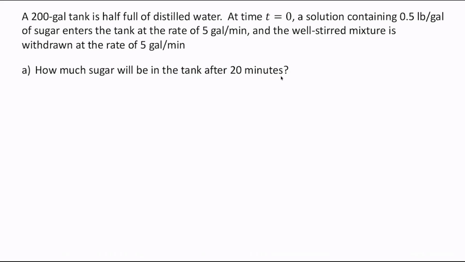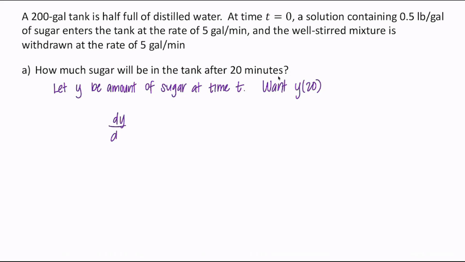So let's go ahead and start by saying, let Y be the amount of sugar at time t. We're being asked how much sugar will be in the tank after 20 minutes. So what we want is Y of 20. That's what we're being asked for. Now, in order to find Y, we're going to solve this initial value problem that we have to set up. So we're going to have to set up our differential equation, dy/dt, which is going to be the input rate minus the output rate.